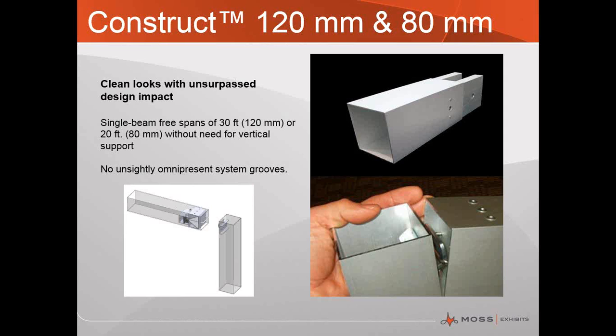Christina's going to tell us in a minute about those, but here's a quick look at how posts and beams assemble here. The great thing about Construct is its ability to span. So you can do single beam free spans of 30 feet in 120 millimeter or 20 feet in 80 millimeter without the need for any vertical support. You can actually extend that functional length by 10 feet if you use double beam and spreader construction. So think of it, if you want to span 40 feet with 120, you can. But again, that'll just be using the double beams and the spreaders there.